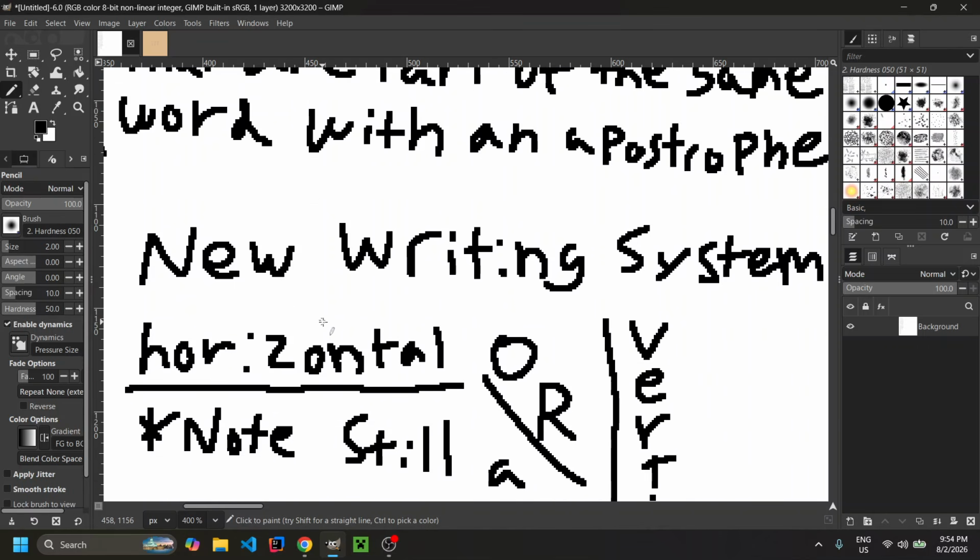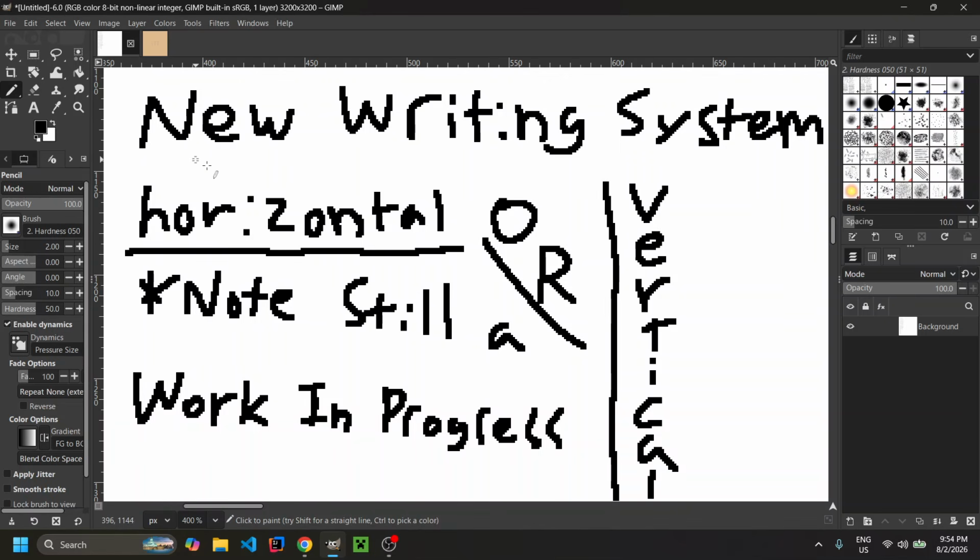But let's now talk about the new writing system. If I put all the rules together, I want to make a writing system that can be drawn both horizontally and vertically. I do not have an example for vertical, but you can imagine it after you see the horizontal. Note, this is still a work in progress. I've been working on this for a while, but I'm still working on the meanings with the app that I have. I'll be going into this part later, but I still want to show you what it theoretically would look like.